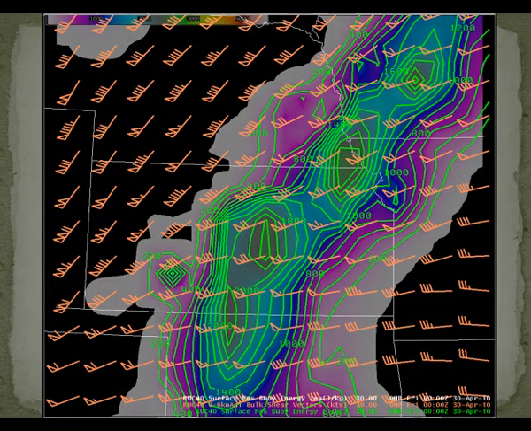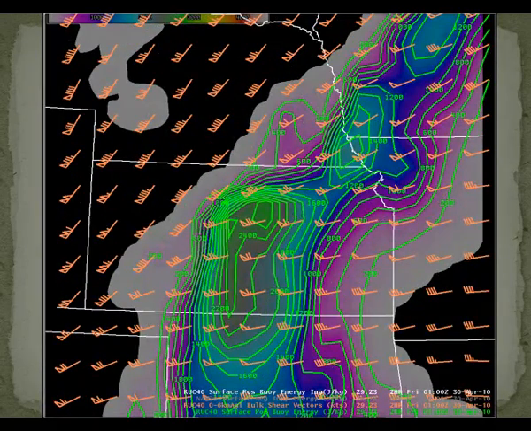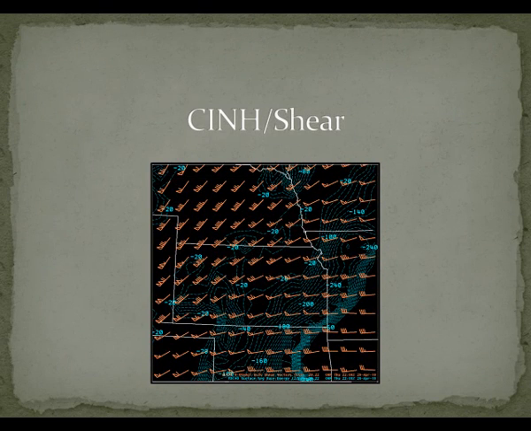ongoing convection. Obviously, with all of these slides, we can see that the deep layer shear indicated by the orange vectors is very strong. 0 to 6 kilometer shear approaches 80 knots in some areas where convection is likely to take place. Again, given this strong CAPE and shear environment, it would not be unreasonable to expect some of the convection to morph into supercells.